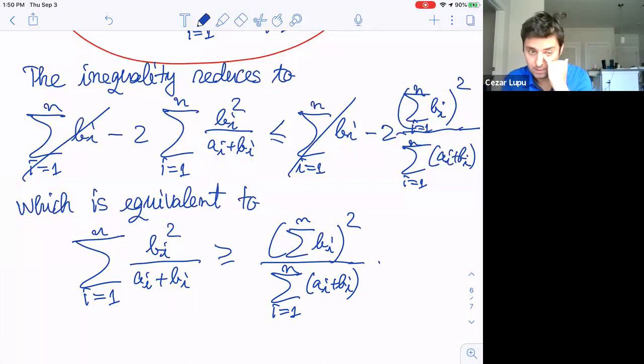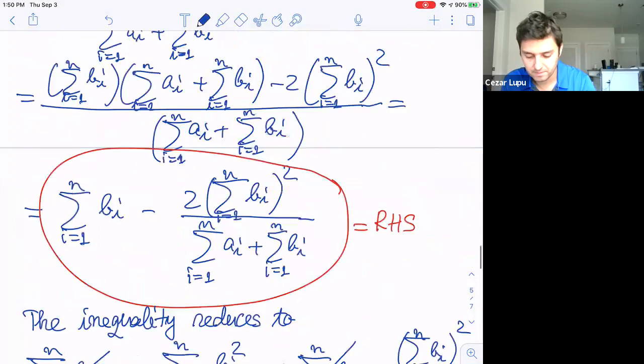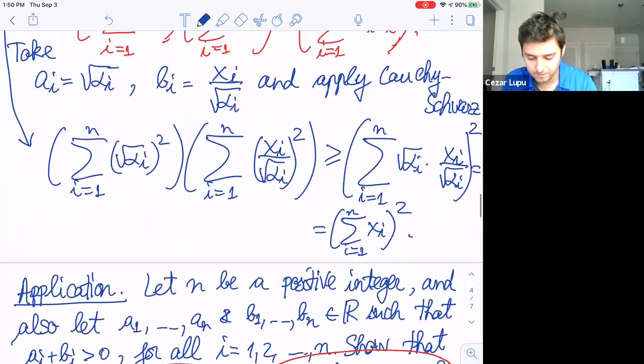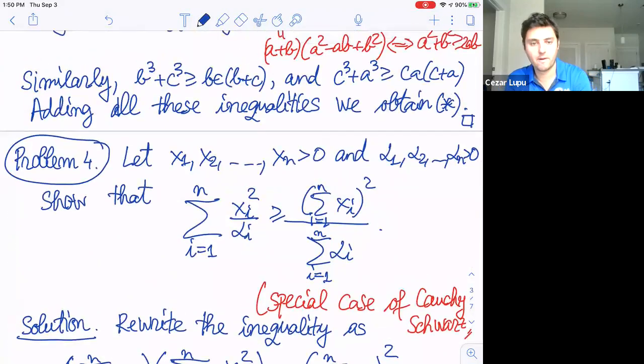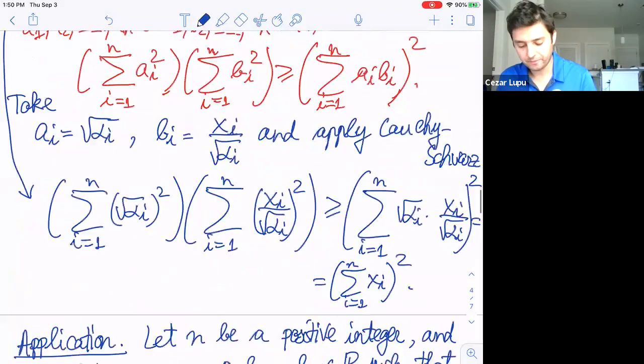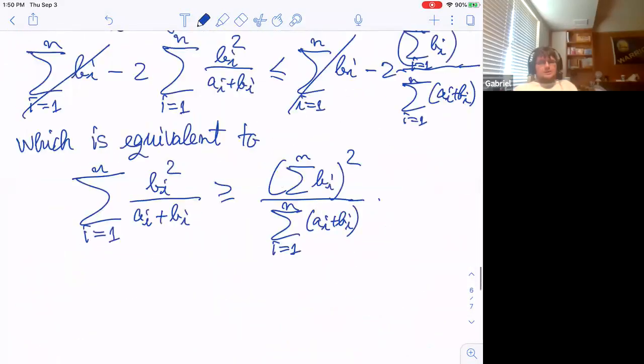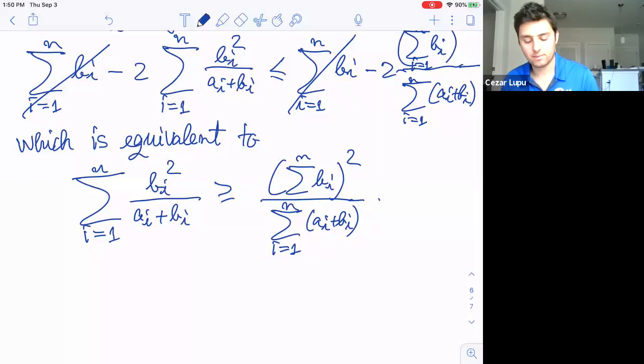Does it ring a bell? Is it an application of the lemma, or of the previous problem? Look at the previous problem. You see it? Look at it here. It's the sum of xi squared over alpha i. So who is xi in our case? Xi is square root of bi. No, it's just bi. Look. Oh yeah, just bi.